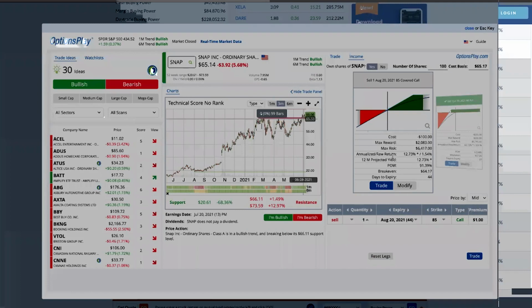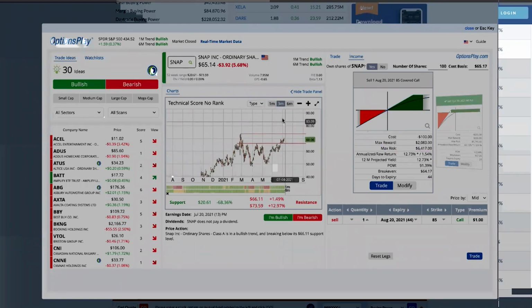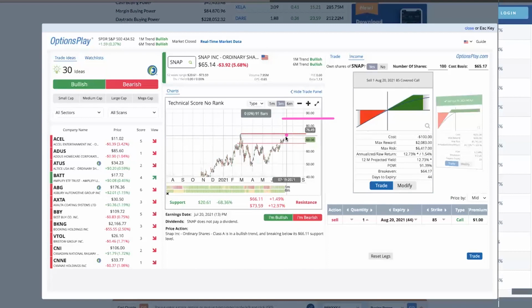That will collect $1 in premium, which is 1.54% of the stock's value in 44 days, which annualizes out to 12.73%. Compare that to the fact that the stock pays zero dividends. And looking on the chart here, where is 85? 85 is all the way up here. So in the next 45 days, if the stock rallies up to $85, great. I get to take profits on this huge rally.